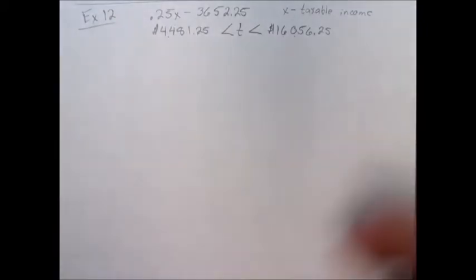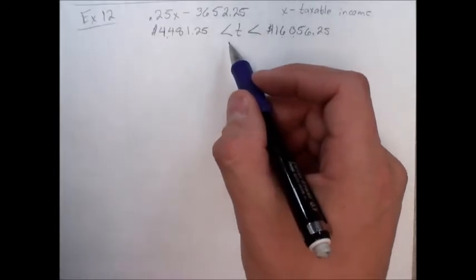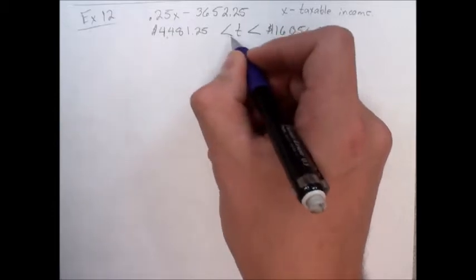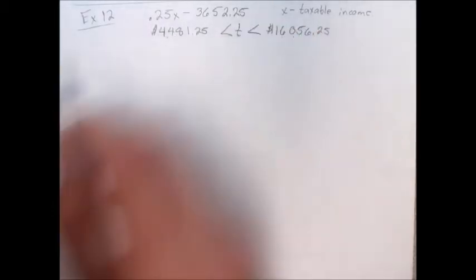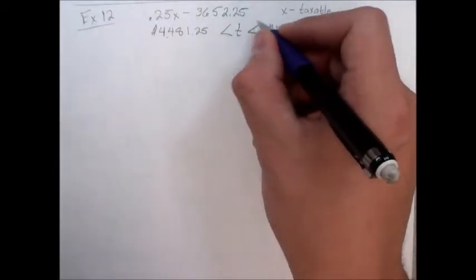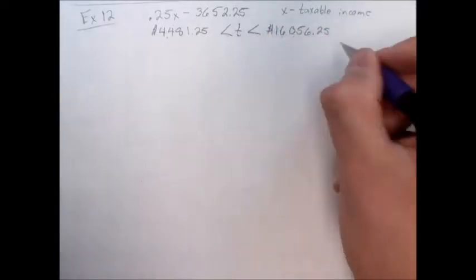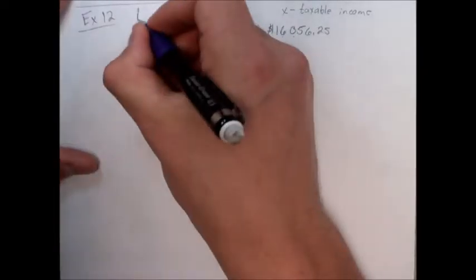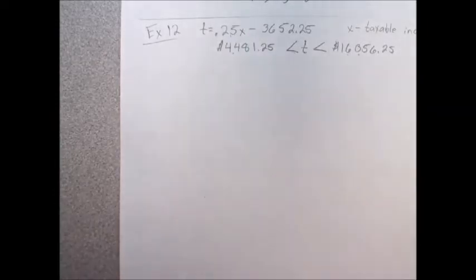Okay? So I'm going to read it the way that it says it in the book so that you can see my translation. For this tax bracket, the tax due was more than, so T is greater than $4,481.25. But not more than, so it would be less than. So tax is less than $16,056.25. Determine the range of taxable income. Since it told us that the equation for taxes was this right here, I'm just going to plug it in and solve each side.